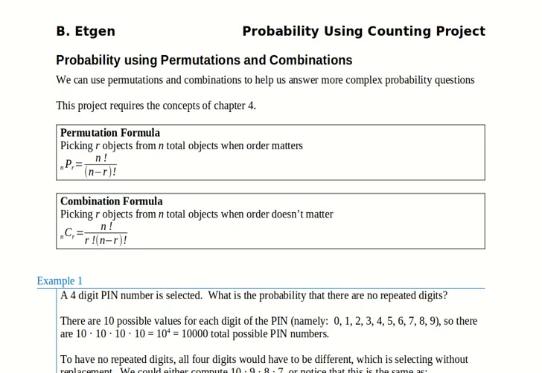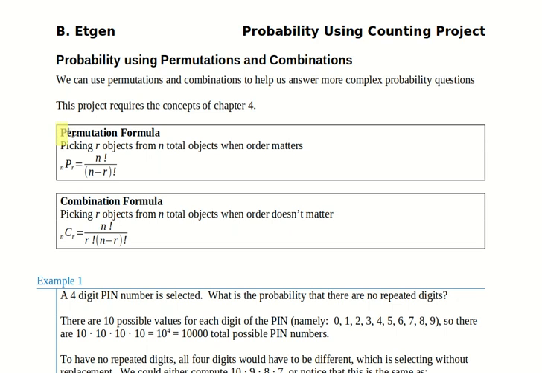Okay, welcome to the video for our probability using counting project. So we're going to use permutations and combinations. That requires you to remember something of chapter 4, and the things that we need in particular are the formula for permutations and the formula for combinations, and remembering when to use each.